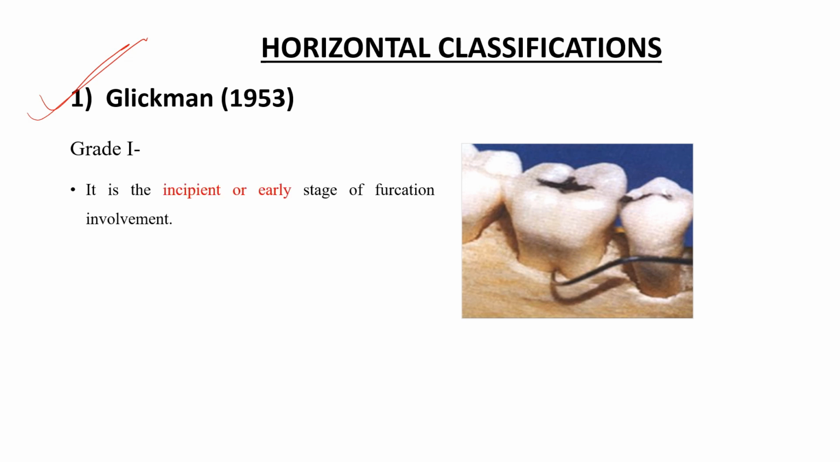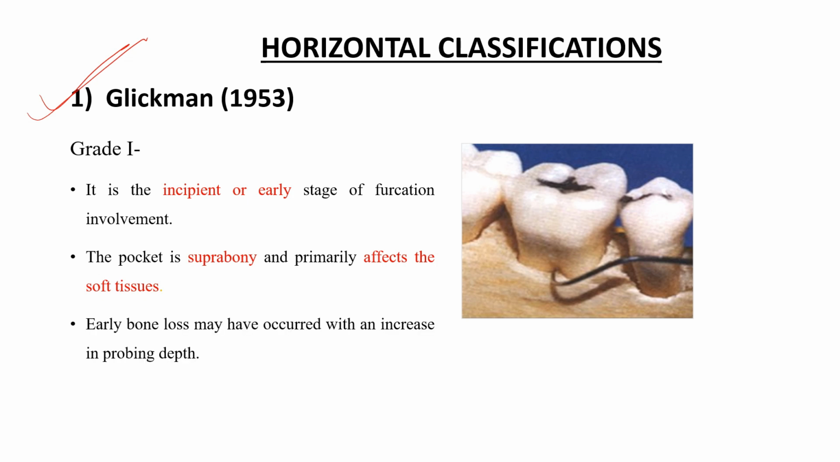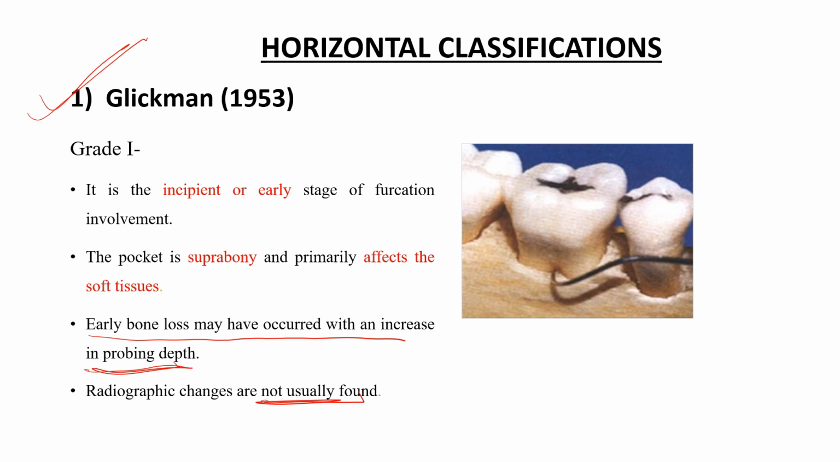Now let's see what is grade 1. So it is the incipient or early stage of furcation involvement. The pocket is suprabony and primarily affects only the soft tissue. Early bone loss may have occurred with an increase in probing depth. Radiographic changes are not usually found. Okay, so these are the 4 points which represent grade 1. Here you can see in the figure also.